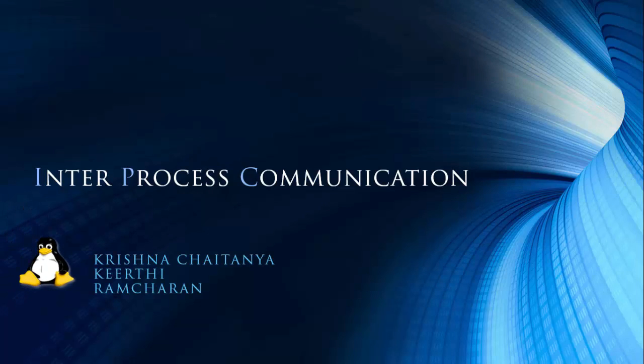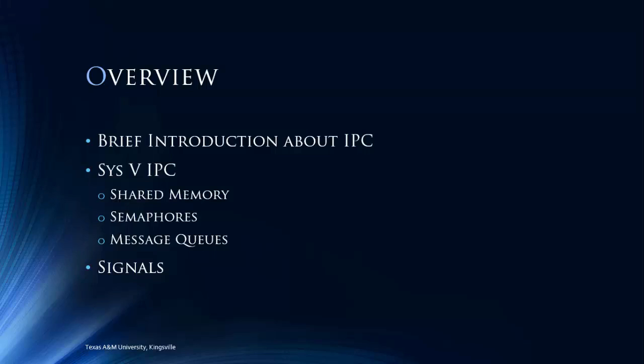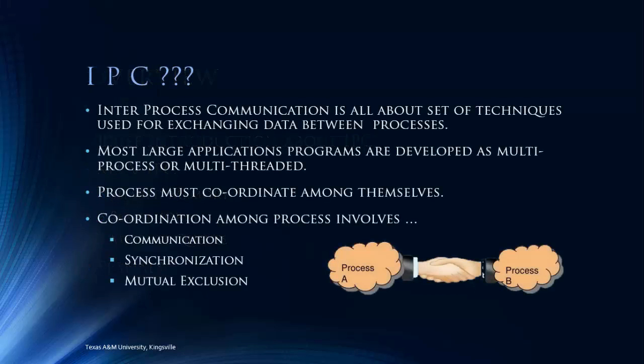Let's take an overview of what we're going to present today. We are going to give a brief introduction about inter-process communication, what is IPC and where it is actually used, and different System V IPC mechanisms like semaphores, shared memory, message queues, and also we'll discuss about signals. My teammate Keerthi will explain to you about shared memory now.